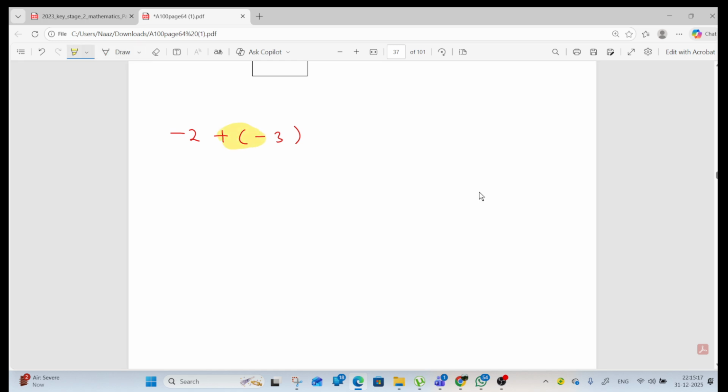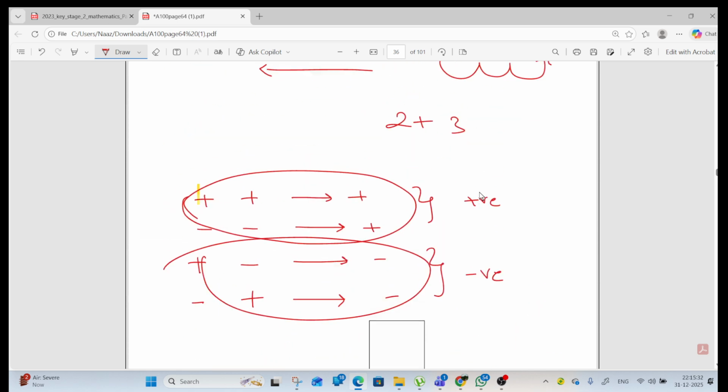But suppose we have to do this: negative 2 plus negative 3. So basically, whenever you have two signs next to each other, convert them into a single sign. So plus minus, first we write the first digit as it is, plus minus is minus, or positive negative. Just remember these signs.